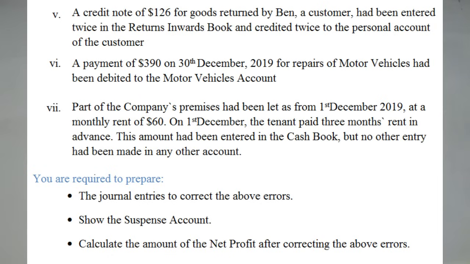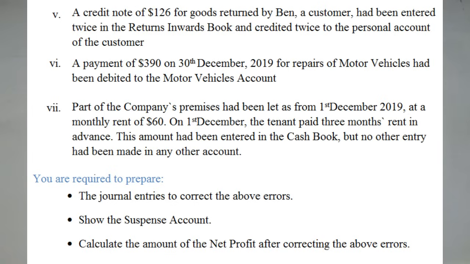VI. A payment of $390 on 30th December 2019 for repairs of motor vehicles had been debited to the motor vehicles account. And the last one, VII. Part of the company's premises had been let from 1st December 2019 at a monthly rent of $60. On 1st December, the tenant paid 3 months' rent in advance. This amount had been entered in the cash book, but no other entry had been made in any other account.